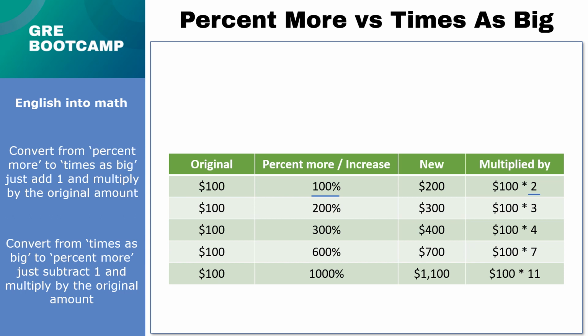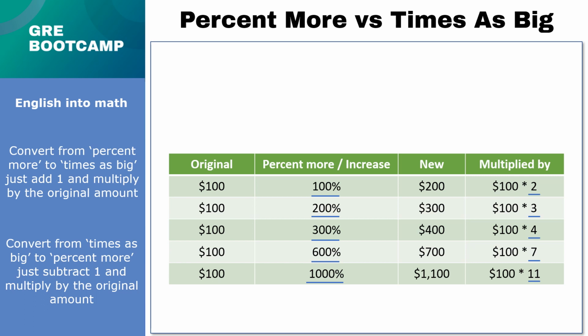If you have $100 and you get a 200% increase, you now have $300. What did you have to multiply the original by to get a 200% increase? You had to multiply by 3. To get a 300% increase, you have to multiply by 4. A 600% increase, you have to multiply by 7. A 1,000% increase, you have to multiply by 11.